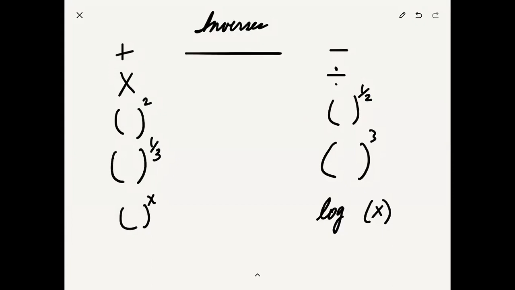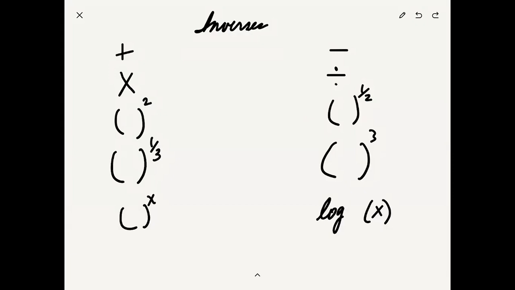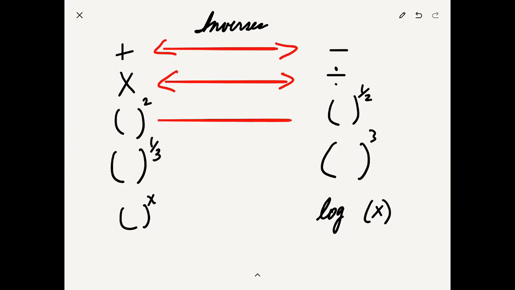Now, let me make this red. I thought it was red. When you see this, these are pretty simple. The inverse of addition is subtraction, and the inverse of subtraction is addition. That's why I have the arrows going both directions. The inverse of multiplication is, of course, division. The inverse of squaring something is to take the square root.